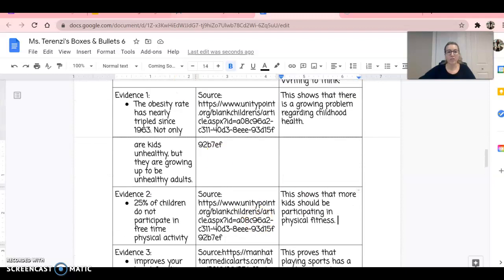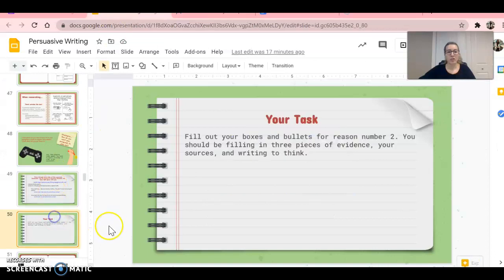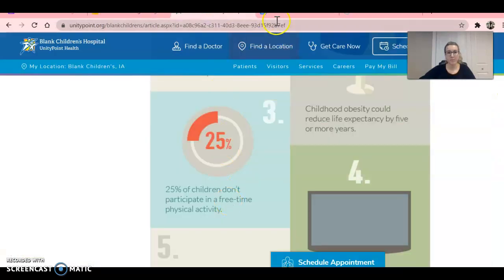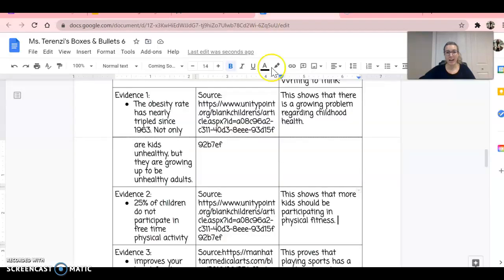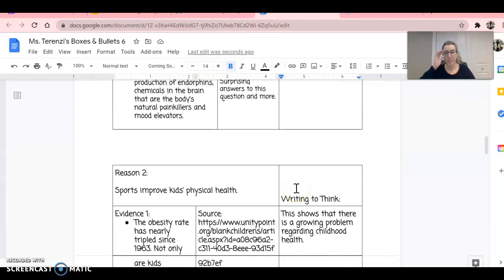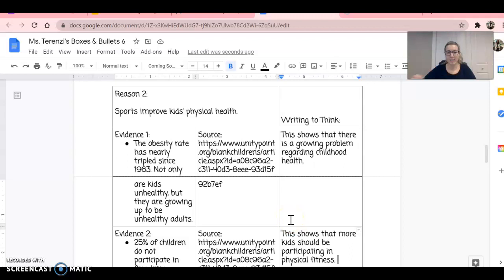So that is your goal for today. Your task is to complete the boxes and bullets for reason number 2. You should be filling in 3 pieces of evidence, your sources, and the writing to think. Please do not go ahead. I've been noticing that some of you have been, and as we go through these lessons, I'll be including some more specific instructions, so please just work on reason number 2 for today. Okay? Let us know if you have any questions.